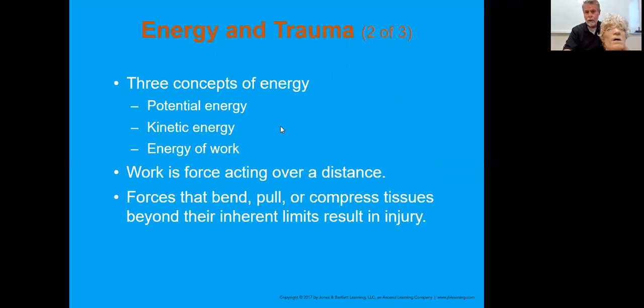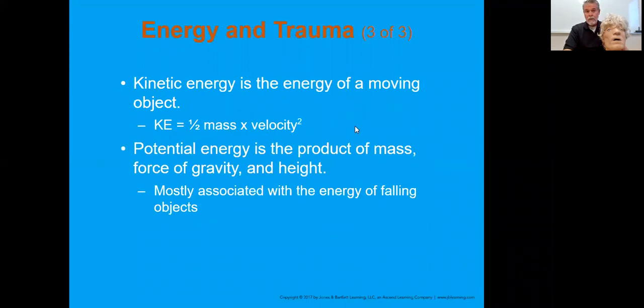Three types of energy: the potential, kinetic, and of course energy of work. Work is force acting over distance. That's going to be your definition of that. Work is force acting over a distance. Now, as we look at kinetic energy, I'm pretty sure you're going to have to remember that formula: kinetic energy is equal to half the mass times velocity squared. So again, just be familiar with that.